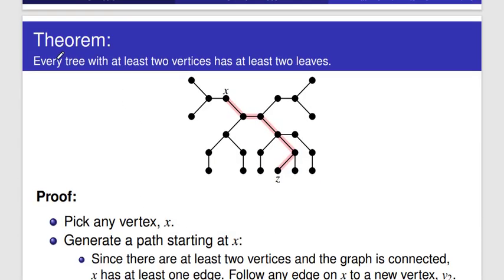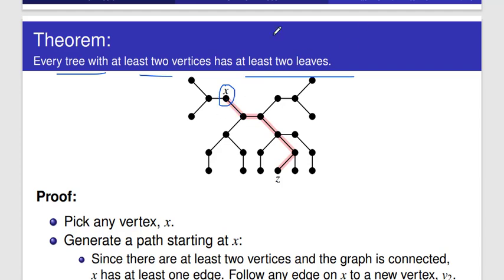Then the theorem: every tree with at least 2 vertices has at least 2 leaves. For this theorem to be true, we have to make a path between any two vertices. Pick any vertex x and make a path starting from x. You can make a path like this also. We just have to make a path such that we cannot go twice on the same edge; if we go like this, then we cannot go back along the previous path.